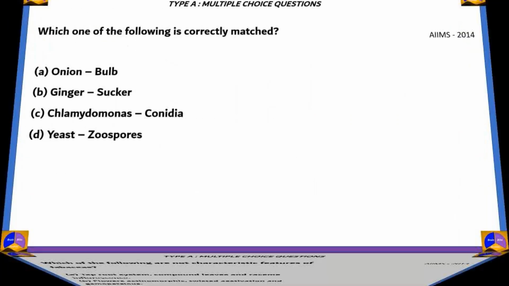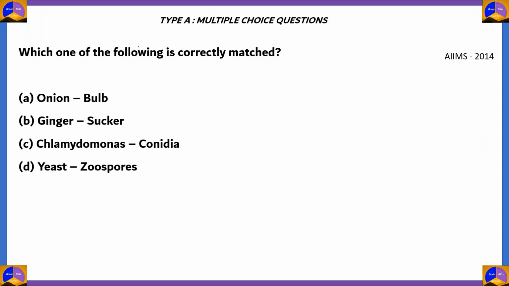Let's look at the next question. Which one of the following is correctly matched? Let's look at each of our options. Option D, yeast and zoospores. So which kind of spores are found in yeast? Yeast is actually a part of Ascomycetes, which goes on to say that it has ascospores. So option D is incorrect.